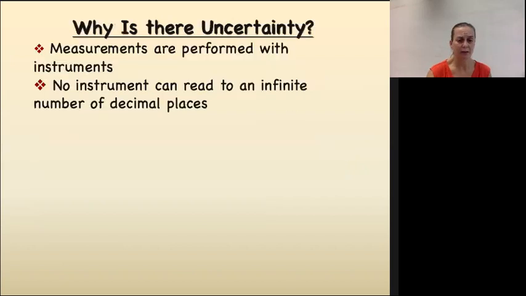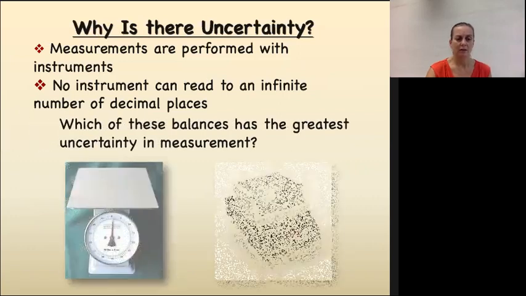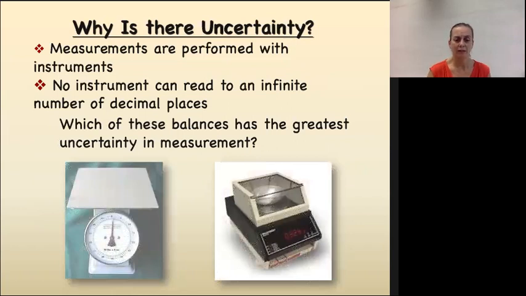So error and our inability to read things tends to bring in uncertainty. All of our measurements are always going to have uncertainty. Why is that? Because we use instruments. No instrument can read to an infinite number of decimal places, and we have limitations on the human eye. So we can only estimate to a certain number of decimal places. So if we were looking at these two balances, one of them is going to have much more uncertainty than the other. And we can see that this balance on the right reads to 3 decimal places, whereas this one is measuring only in tenths. And so we would assume that the one on the right is much more precise and has much less uncertainty.